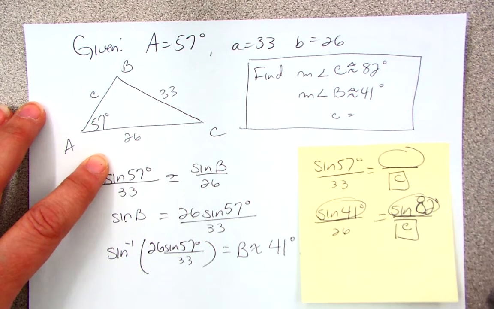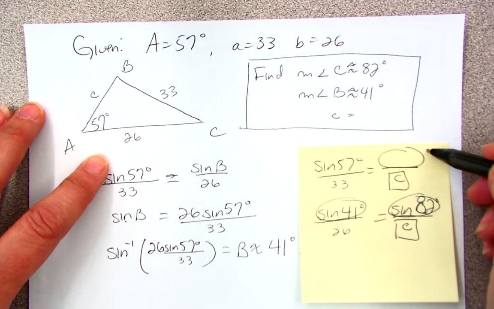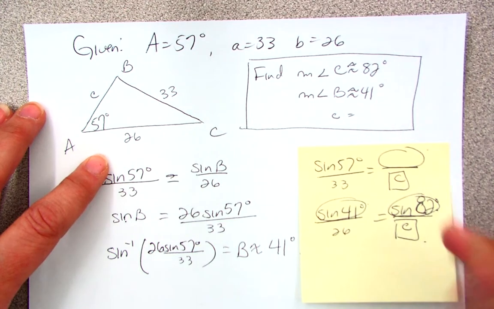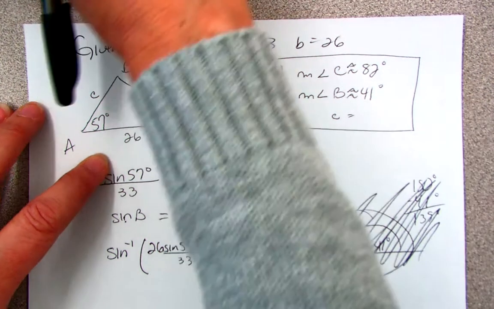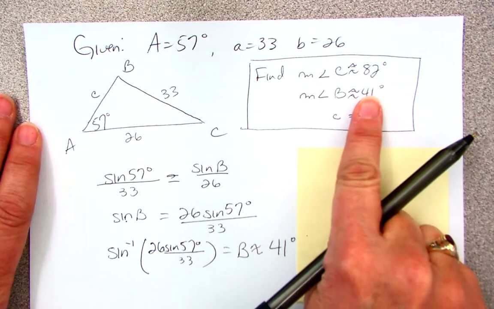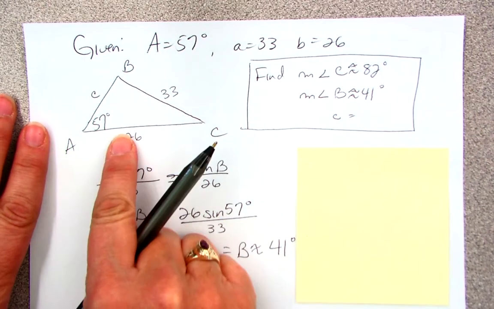I have to find you. One approximate means already my answer is not going to be as accurate. Now I have two approximates. I have to find you. Yuckola. No, we're not doing that. That's why I don't let myself, if I can, write approximates over here.